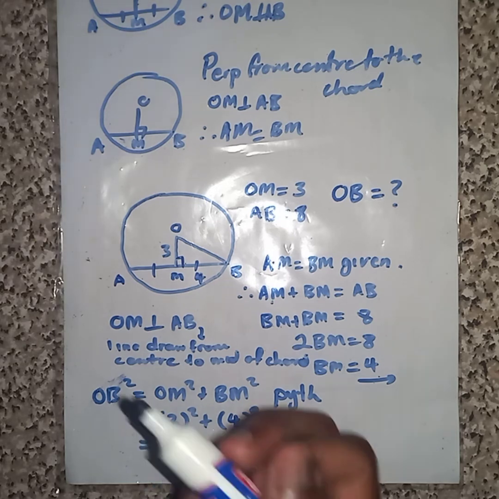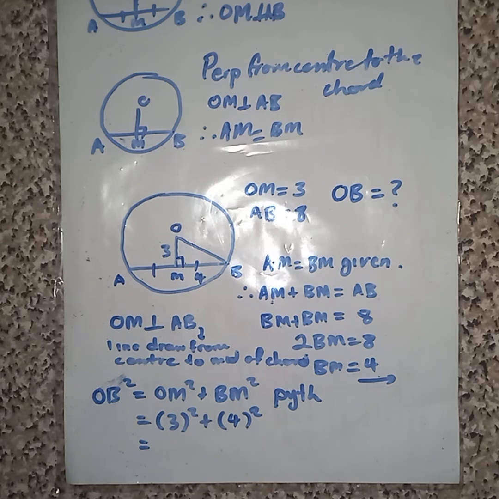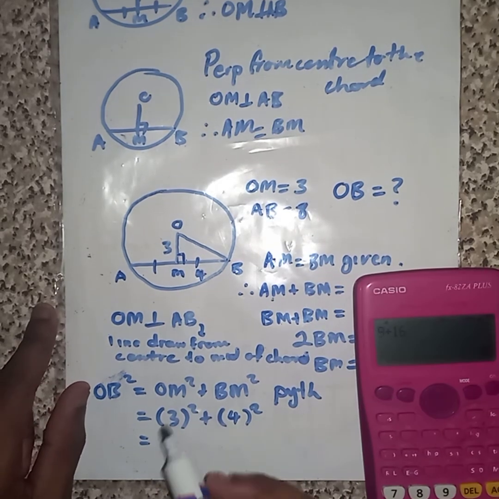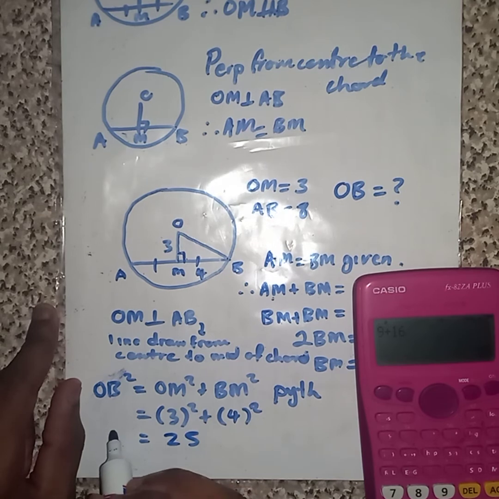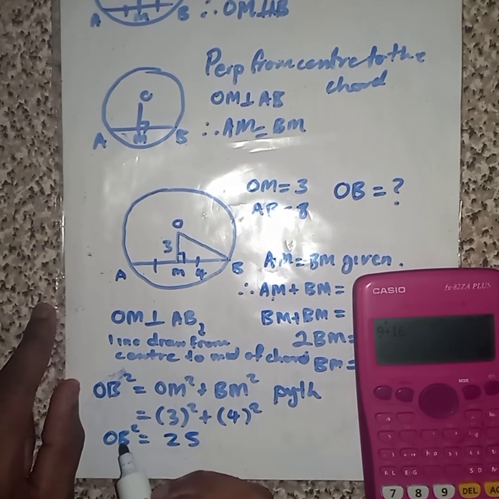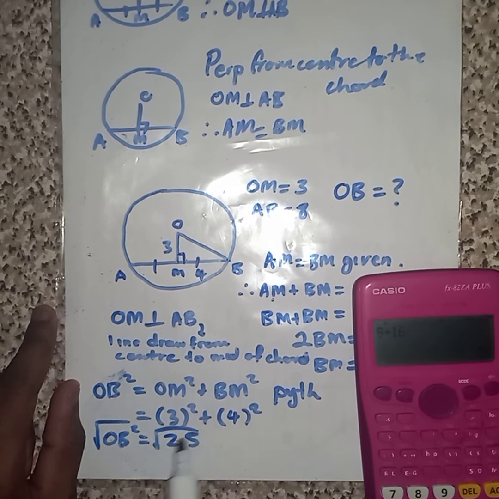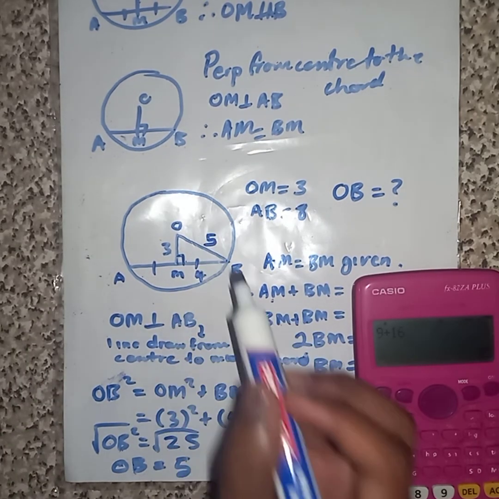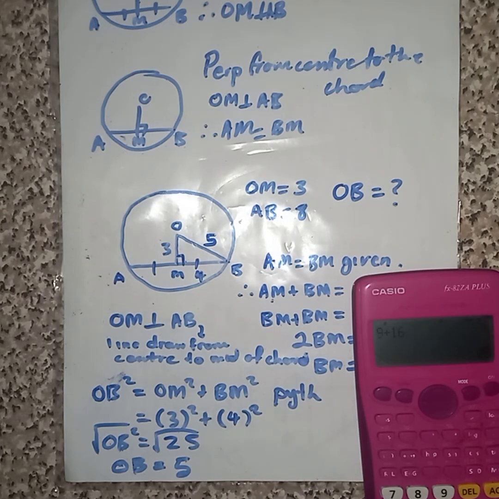We get 9 plus 16. Let me check my calculator. Okay. Let's see. It's going to be 9 plus 16, 25. Sorry, OB squared is 25. For us to find the value of OB, we take the square root of both sides. And our OB is going to be 5 units. You see? Then we can say 5. Thank you. Enjoy.